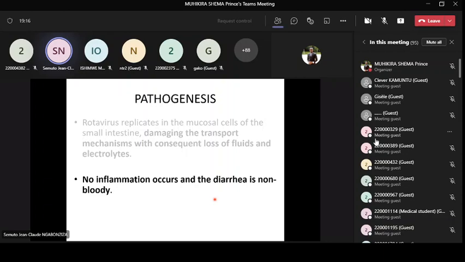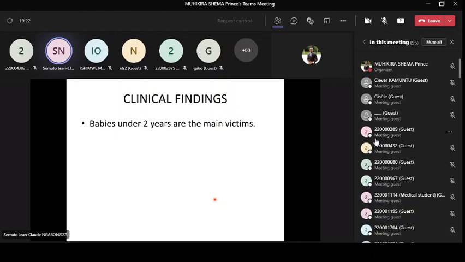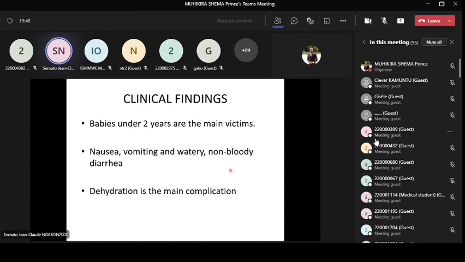Mostly babies under 2 years are the main victims, losing a lot of fluid. It is common in many developing countries, so it is something of high attention in children in developing countries. It causes nausea, vomiting, and watery, non-bloody diarrhea, leading to dehydration. This dehydration is the main complication and can lead to the death of children. When diarrhea leads to dehydration, a child who is otherwise healthy can quickly get into trouble.